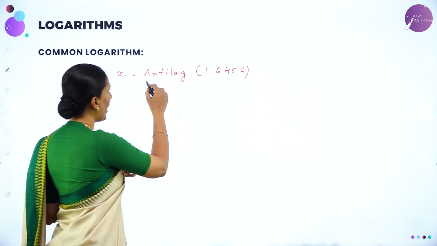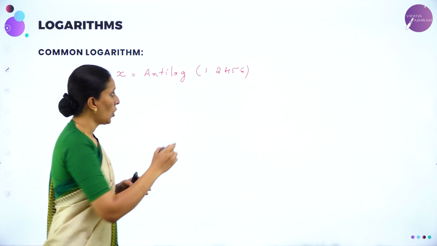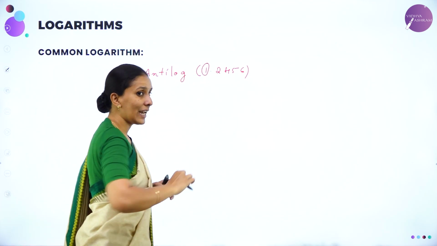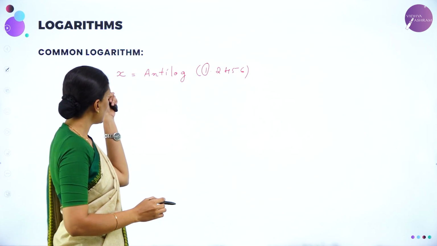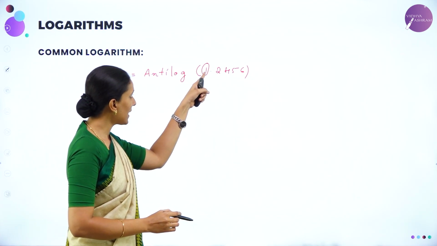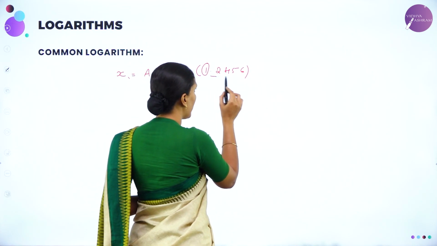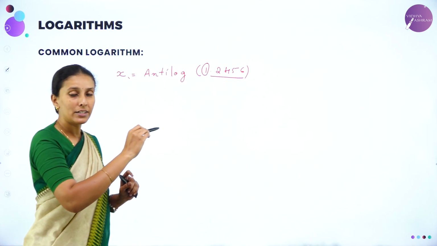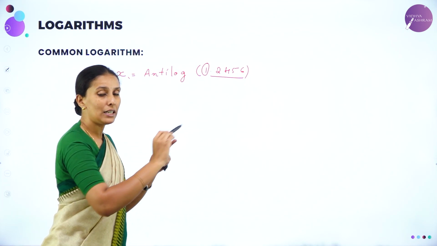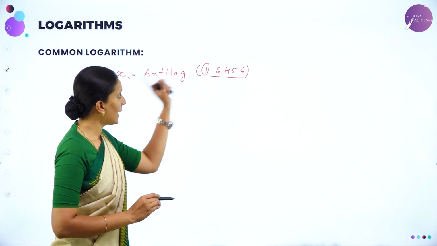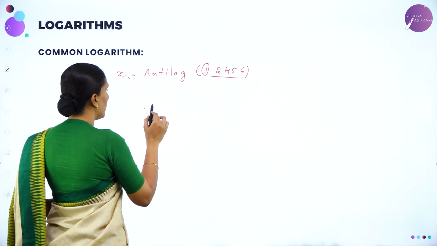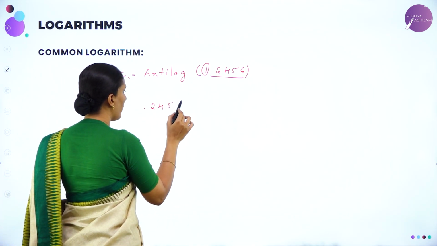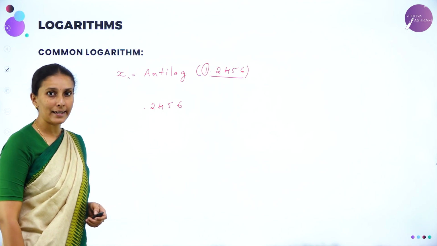Now here, while calculating the anti-log, we will neglect the characteristic part. We know this is the value of some log x, so obviously this is the characteristic and this is the mantissa part. We always evaluate anti-logarithms only with the mantissa. So here we'll neglect the characteristic 1. Now we need to find out 0.2456. Let's check the anti-log table.